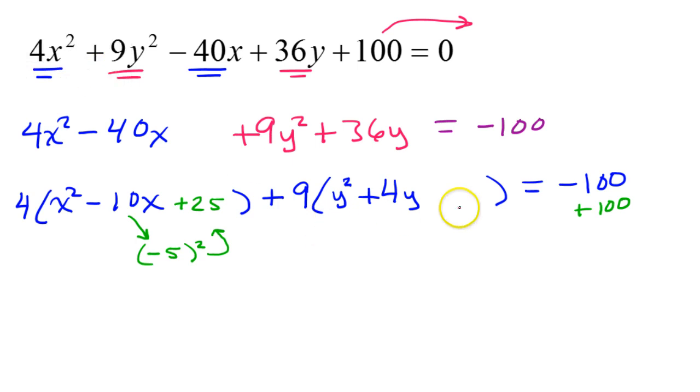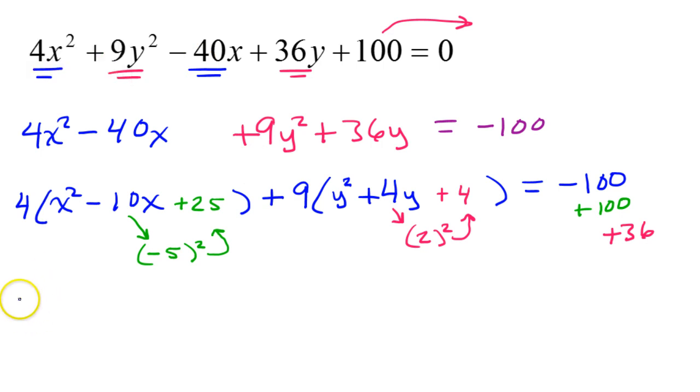Similarly, with the y part of the equation, I'm going to complete the square again. Half of the middle is 2. You square that and you get 4. So again, I'm doing half the middle squared. But again, I will not add 4 to the right-hand side to balance it out. It's really 9 times 4. So I'm going to add 36 to the other side of the equation in order to balance this out.